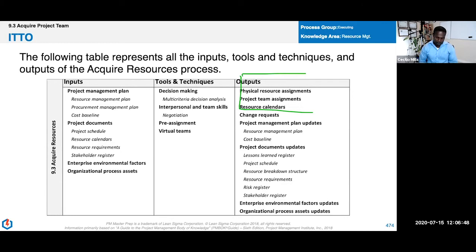Everything else is potential. We could get change requests. We could update our approach. We could update our documents. And we could update EEFs and OPAs. The first time we've seen the ability to update EEFs. Usually out of our control, there's 3 places where they get updated. This is one of them.